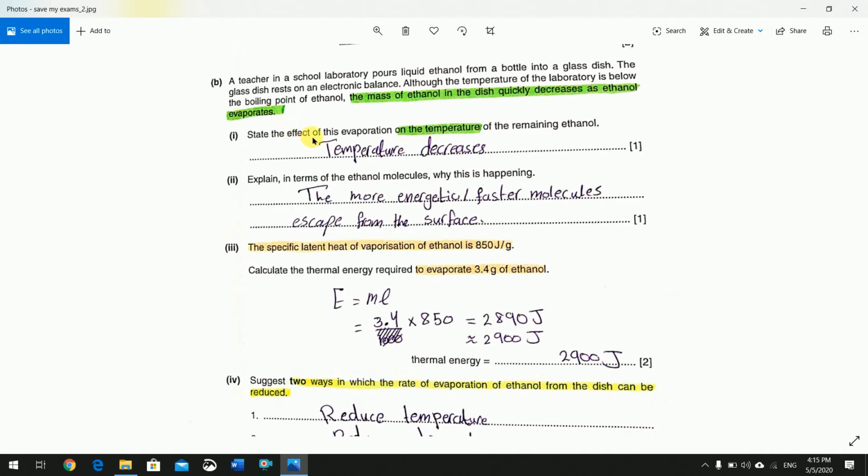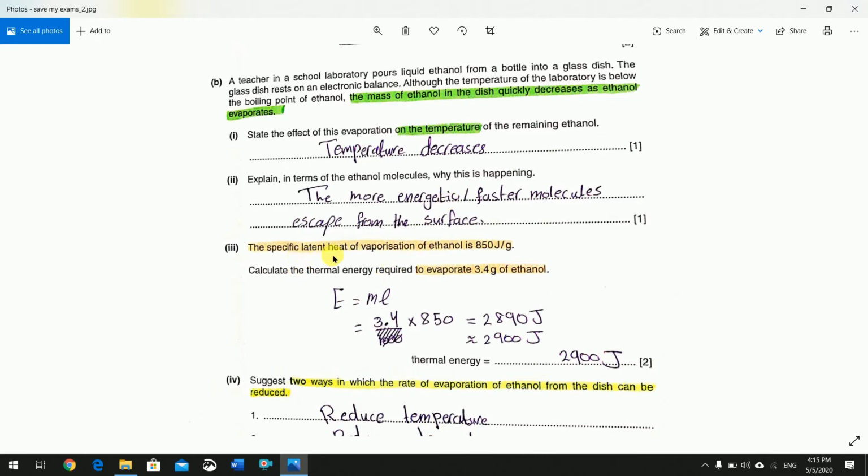State the effect of this evaporation on the temperature of the remaining ethanol. Now, what happens to the temperature? It decreases. Why does it decrease in terms of the molecules? Now, because the most energetic, the faster molecules, escape from the surface. So the only ones left are the ones with less energy. So less energy, which means less temperature.